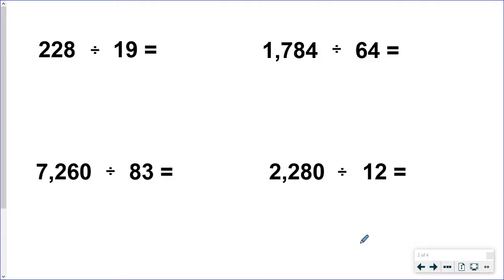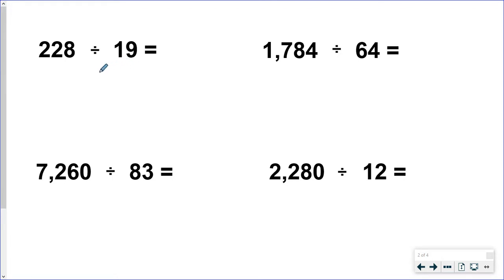On this page, I've got a number of examples that we're going to take a look at. If you're very observant, you're going to notice that all of these problems are going to look very familiar. I'm not going to say how, but if you're observant, you're going to see. I'm going to start with this first problem here: 228 divided by 19.